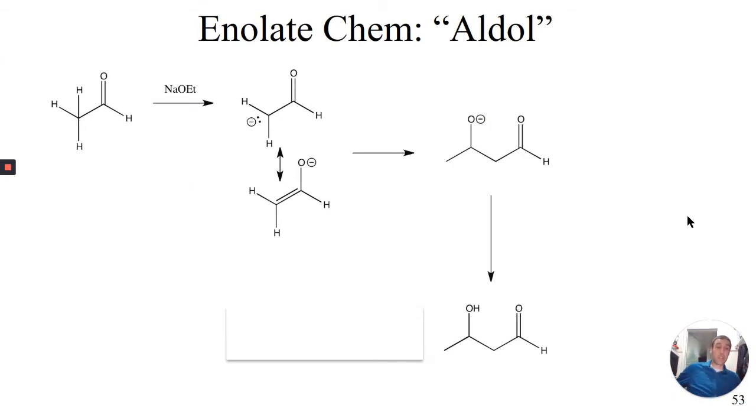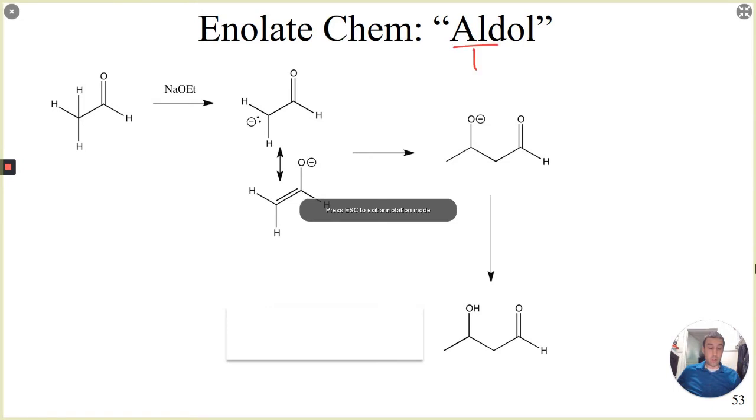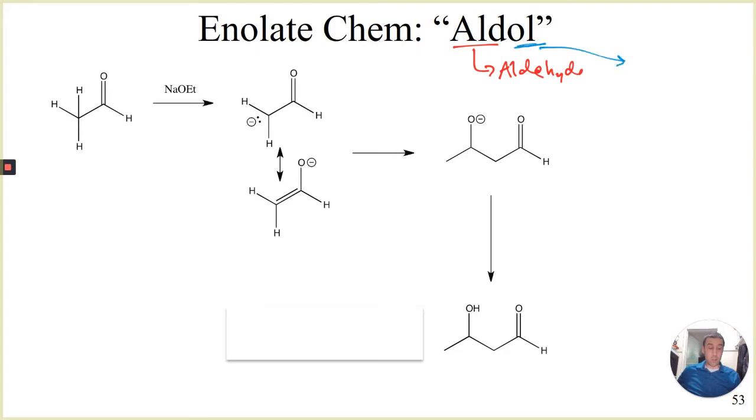And why does this become important? Well, this structure gives us why the name of the reaction. The name of the reaction was an aldol reaction. So if we break that down, we have ald from aldehyde, and we have ol from our alcohol.